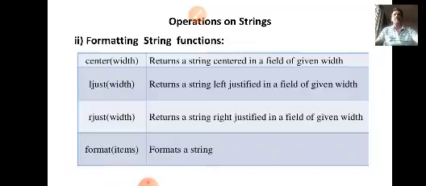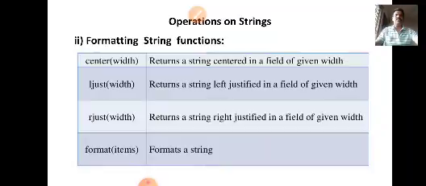So, second one here, formatting string functions. Formatting means we have to justify that sentence or a word, either on the left side, right side, or center, of the specified width. Whatever width we specify, within that width the sentence or word moves. The first function is center with a width, which returns a string centered in a field of given width. ljust returns a string left justified in a field of given width. rjust returns a string right justified in a field of given width.